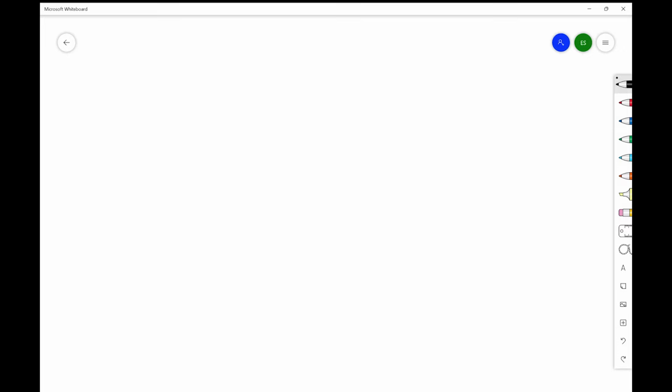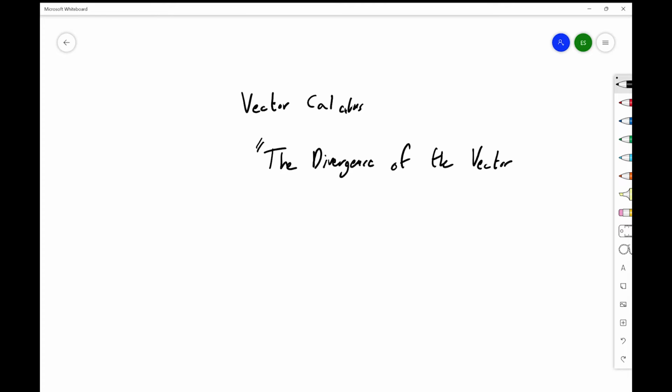Today we will talk about the other kind of differentiation, which is the divergence of the vector field. So we're still talking about vector calculus, and we're going to talk about the divergence of the vector field.